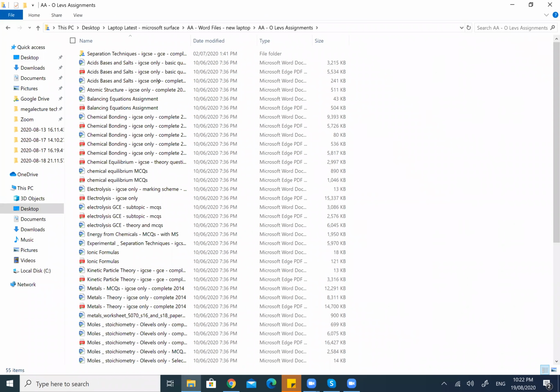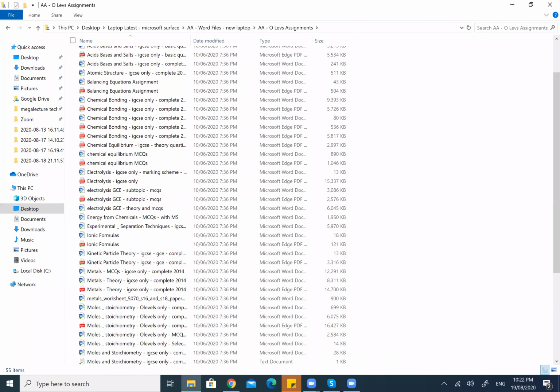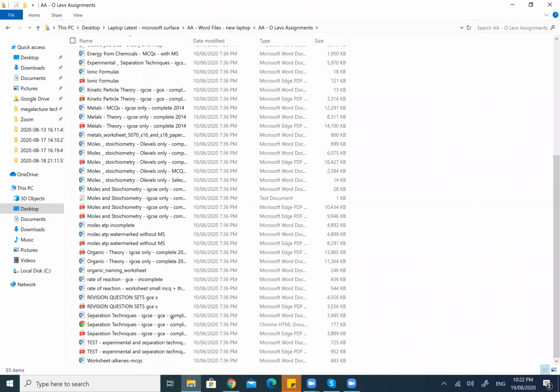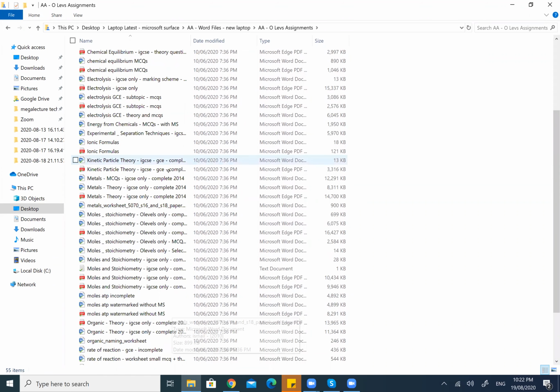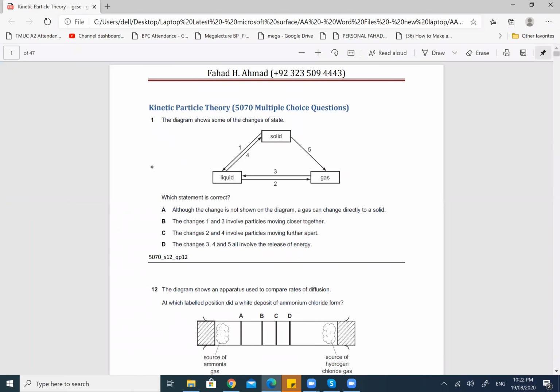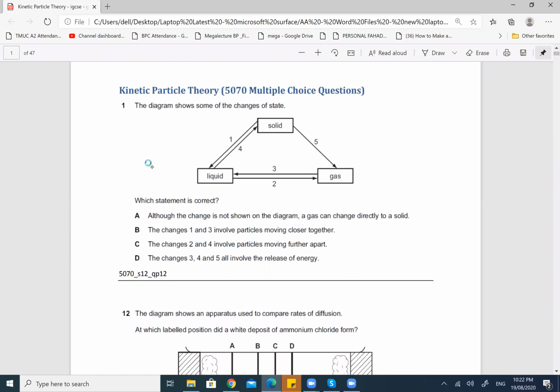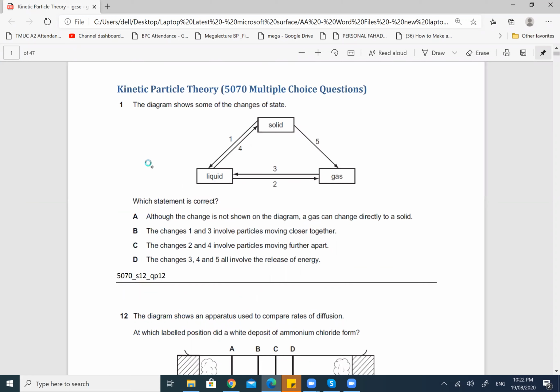So now we're doing kinetic particle theory. You can see the screen, right? Let me find the worksheet. This one. So kinetic particle theory. Let's start with the first question. Question number one.